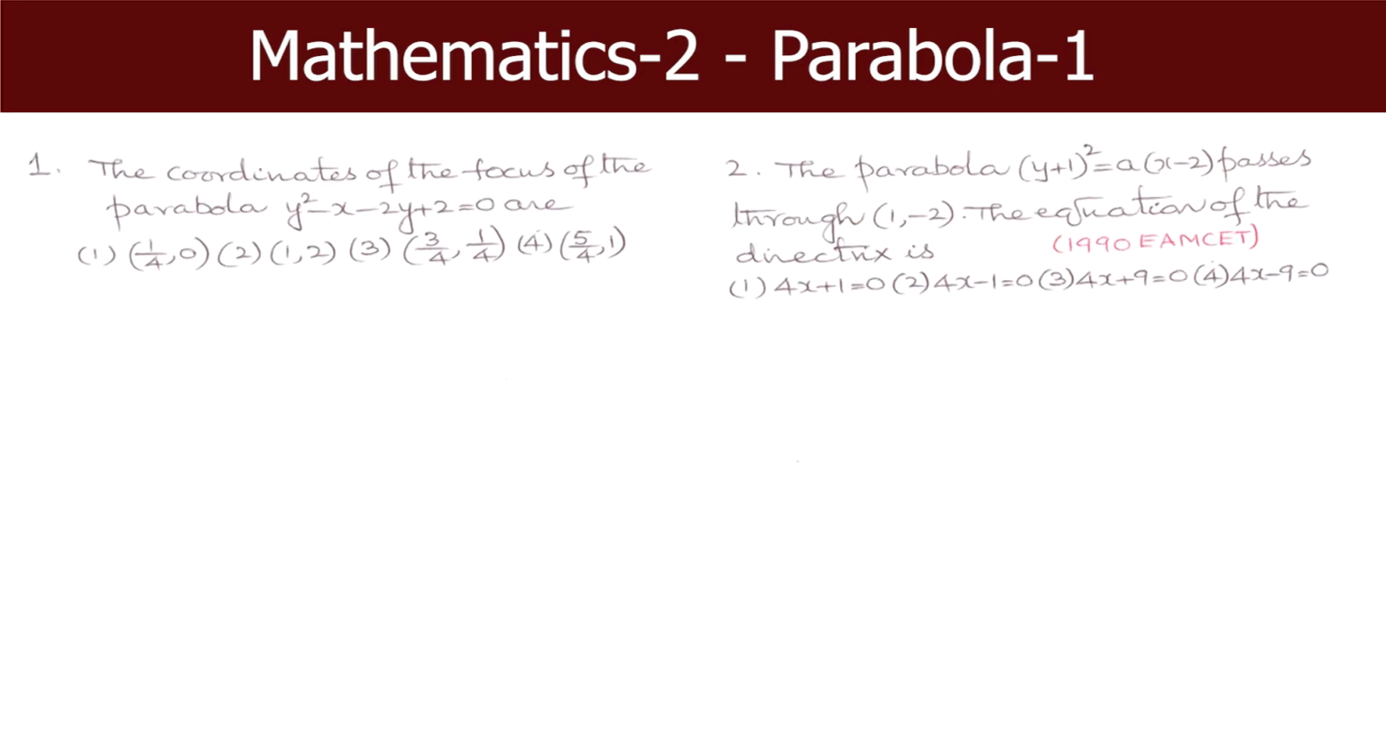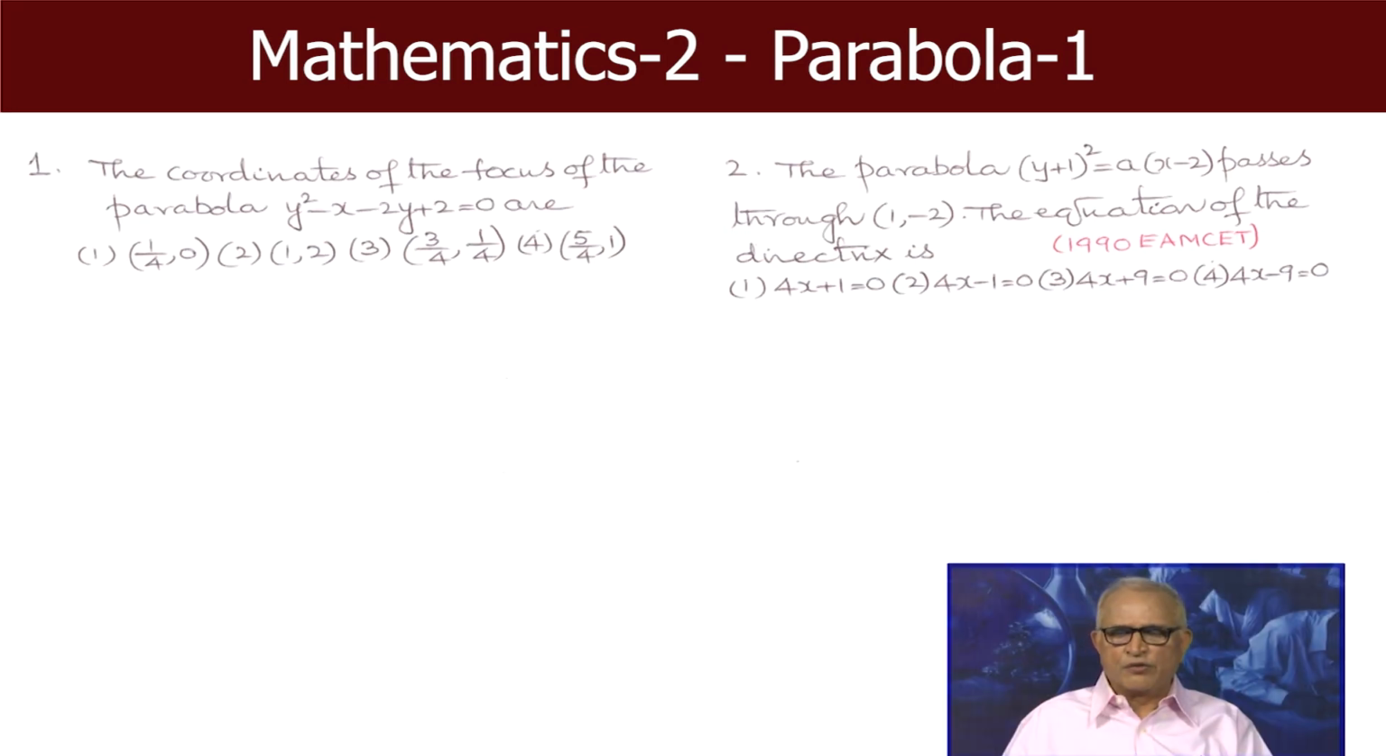Question number 1. The coordinates of the focus of the parabola y square minus x minus 2y plus 2 equal to 0. Because we know the information about a parabola when the equation is in the standard form, it is obligatory on the part of the student to reduce the equation to the standard form, mostly by translation of axes. There is no need for rotation of axes.